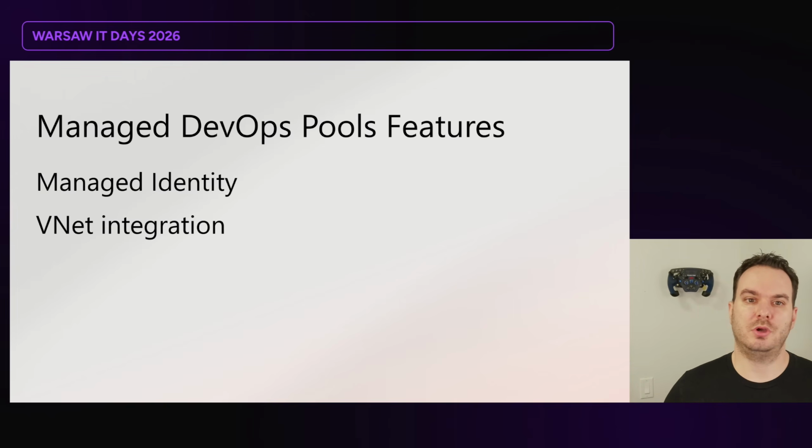Additionally, I'm going to show you how we can integrate this managed DevOps pool with our VNET. Therefore, the agent can also access the Key Vault or any other service over a private connection, and we don't have it to be available over the internet.